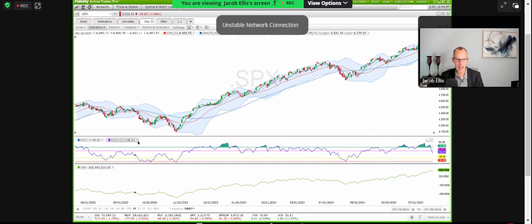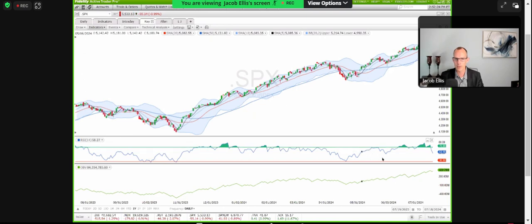So that's how you would go about it. Add more than one RSI if you like. Go ahead and fill them in using that opacity feature if you would like to do so. But on to the next chart.